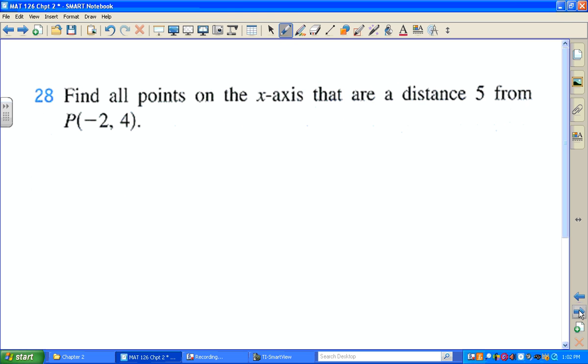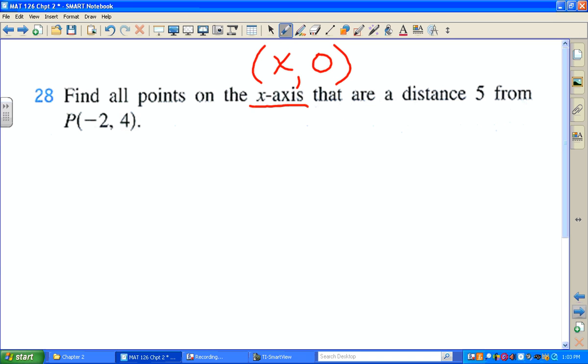Oh, we'll do 28. Find all the points on the x-axis that are distance 5 from the point negative 2, 4. You got the answer already? Oh, Sam does. What'd you get? No. X-axis. What's true of any point on the x-axis? They all have the same y. What is that y coordinate on the x-axis? 0.